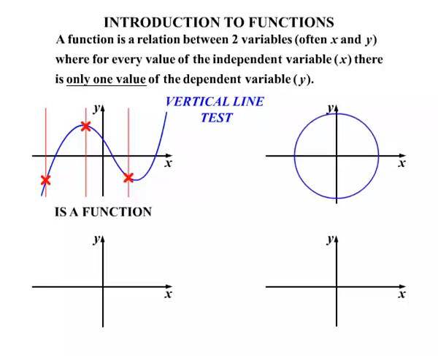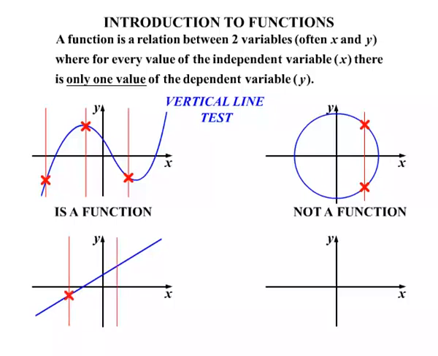Conversely, let's have a look at this circle. If we do the vertical line test, it cuts the graph twice. It has two y values there for that x value. So no, it's not a function in this case. This one here, a straight line. Do the vertical line test. Just cutting it once. That's just cutting it once. So again, yes, this one is a function.